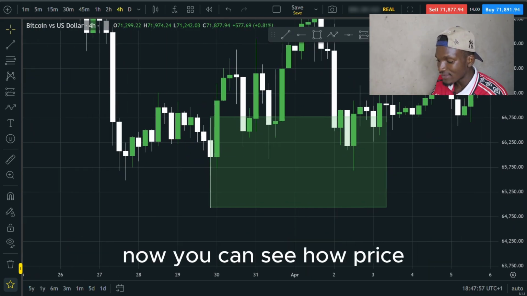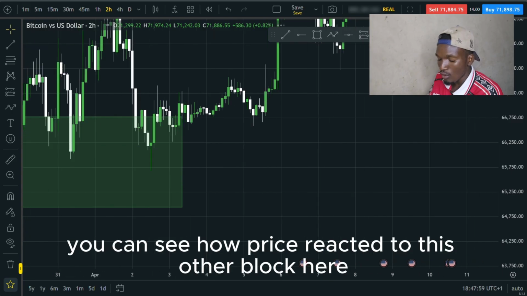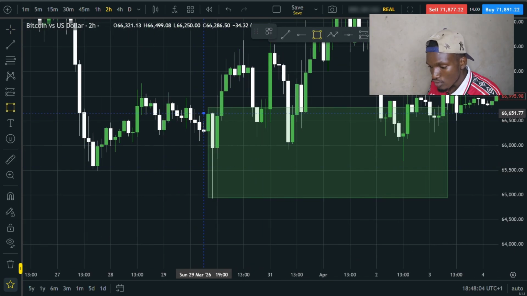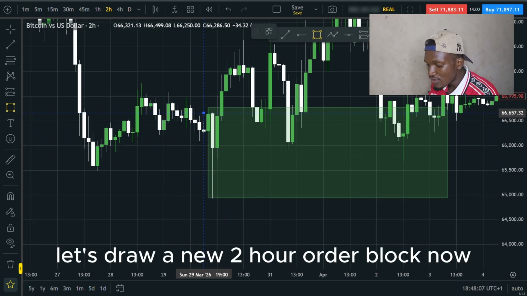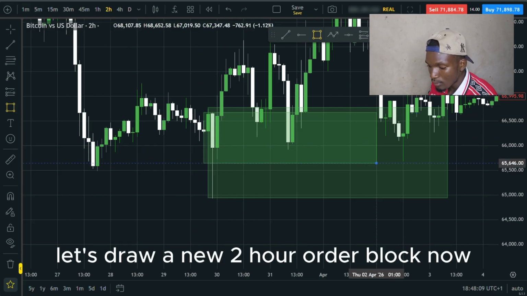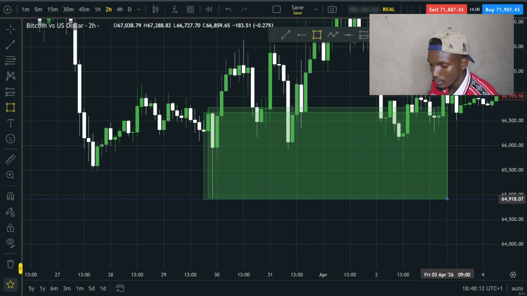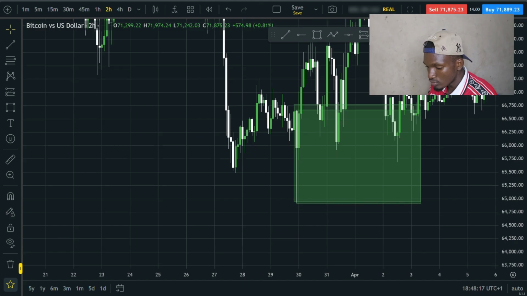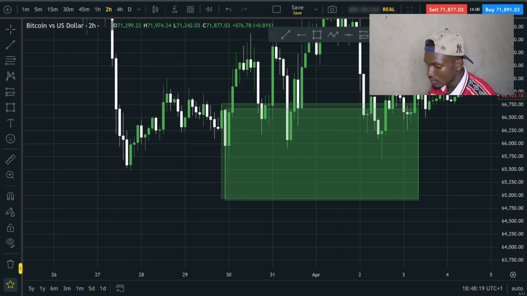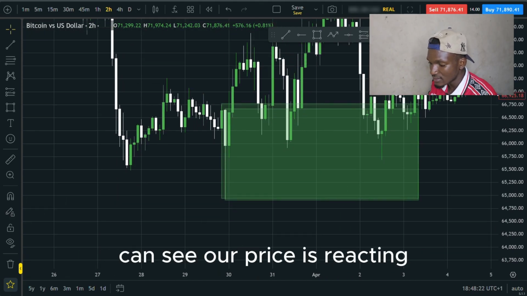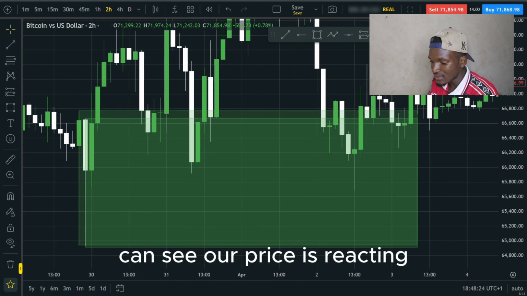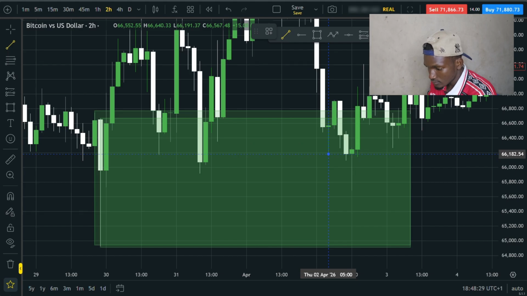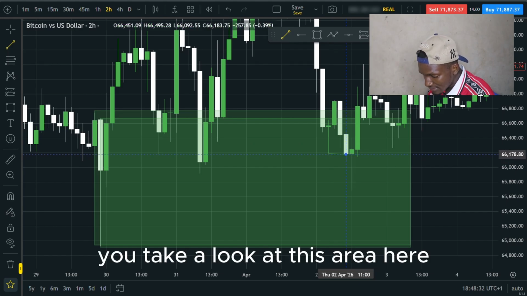You can see how price reacted to this order block here. Let's move down to the 2-hour time frame. You can see this is the 4-hour order block. Let's draw a new 2-hour order block there. So this is the 2-hour order block. You can see how price is reacting. Take a look at this area here, from the lower time frame.